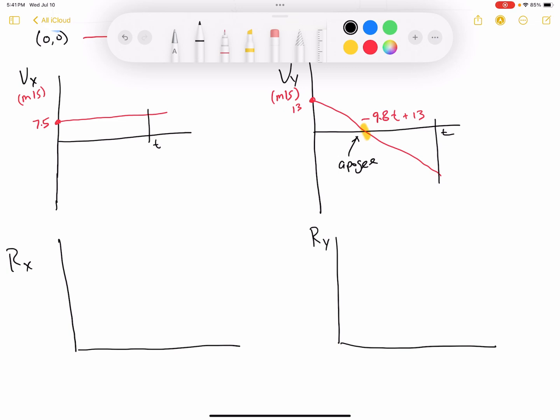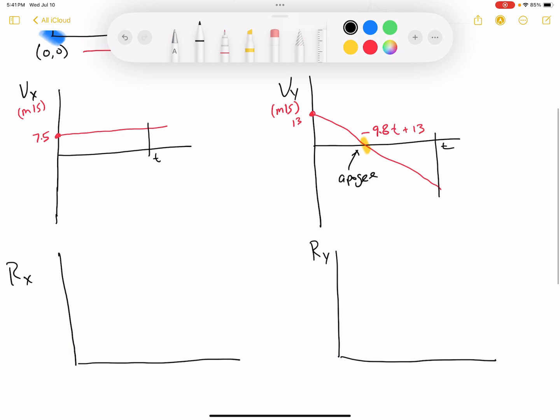So what we want to do is take this velocity in y, this function, negative 9.8t plus 13, that function that we have over here, and we want to integrate it, right? So we're going to take this function here, and down here, we're going to integrate that function. And once we do that, then we'll have our y function.